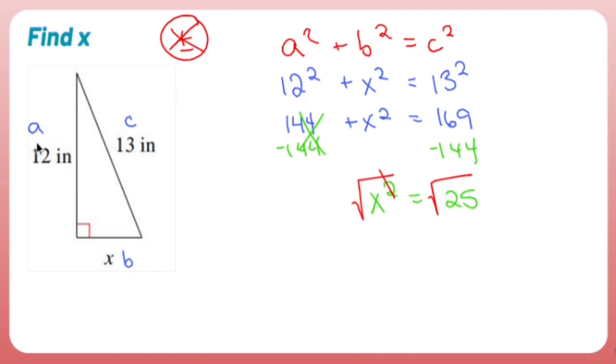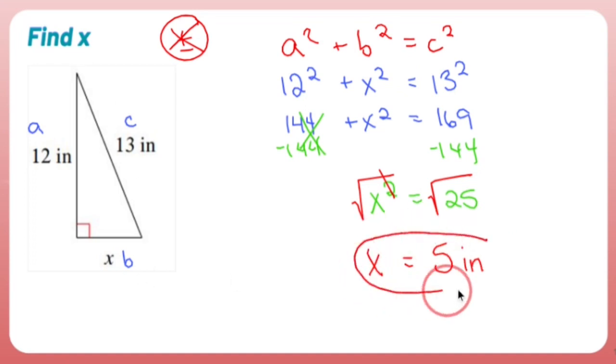Why? Because we're finding the missing side of a triangle. So you're not going to say, my answer is positive or negative. Well, you can't have a negative side, so it can't be negative. So my answer in this case is just positive 5. Now, since I'm given a unit of measure, I'm going to make sure I attach that in my answer. So find x. X is 5 inches. And that's my answer. We're done.